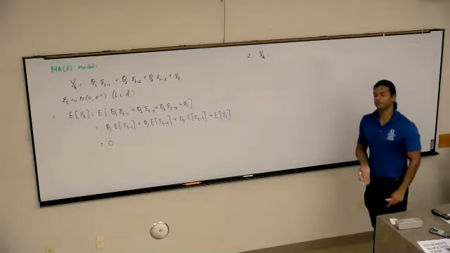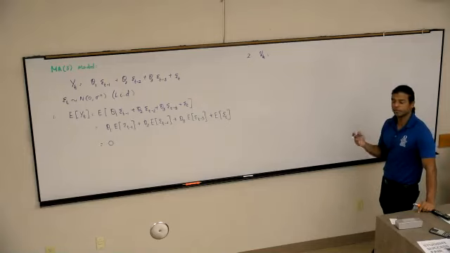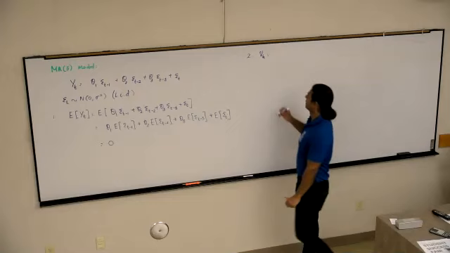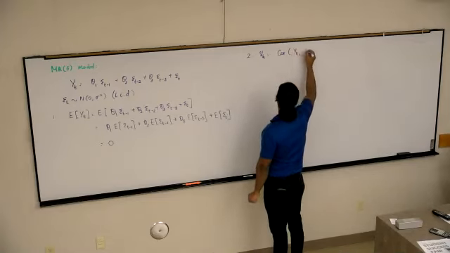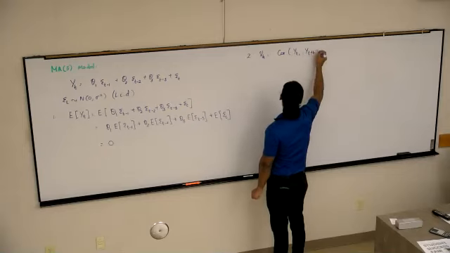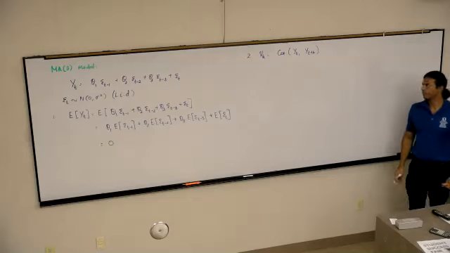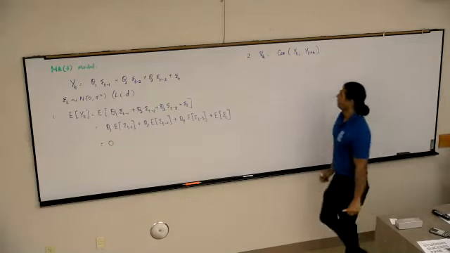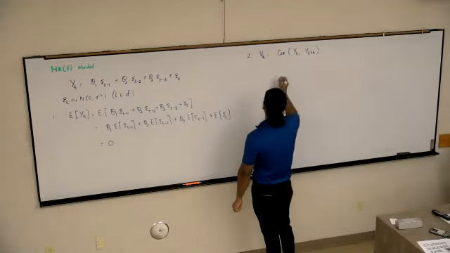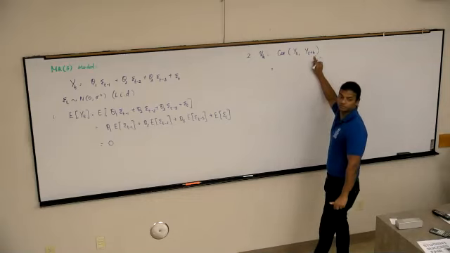Second, we want to find the autocorrelation function. To do that, we start with the autocovariance function, which is the covariance of yt, comma, yt plus h. It's just the variance of one of them if h is equal to zero.